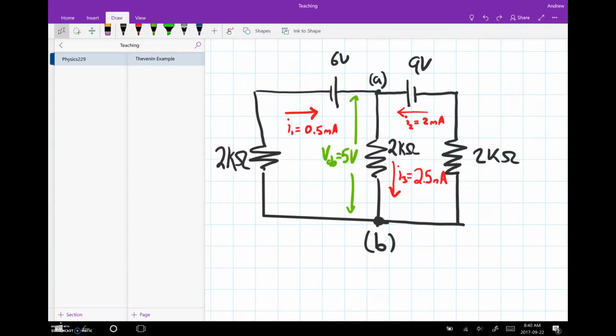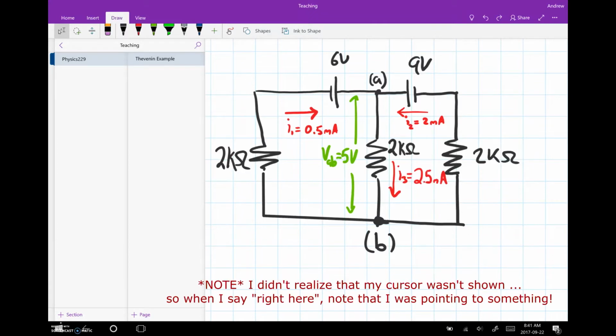Okay, so let's go through a worked example of a Thevenin equivalent circuit calculation. We start with the circuit that we analyzed for the Kirchhoff's laws. This has nothing to do with Thevenin initially. But what we found was we had this messy circuit here. We had a 6 volt and 9 volt battery and these three 2K resistors in a parallel combination down.